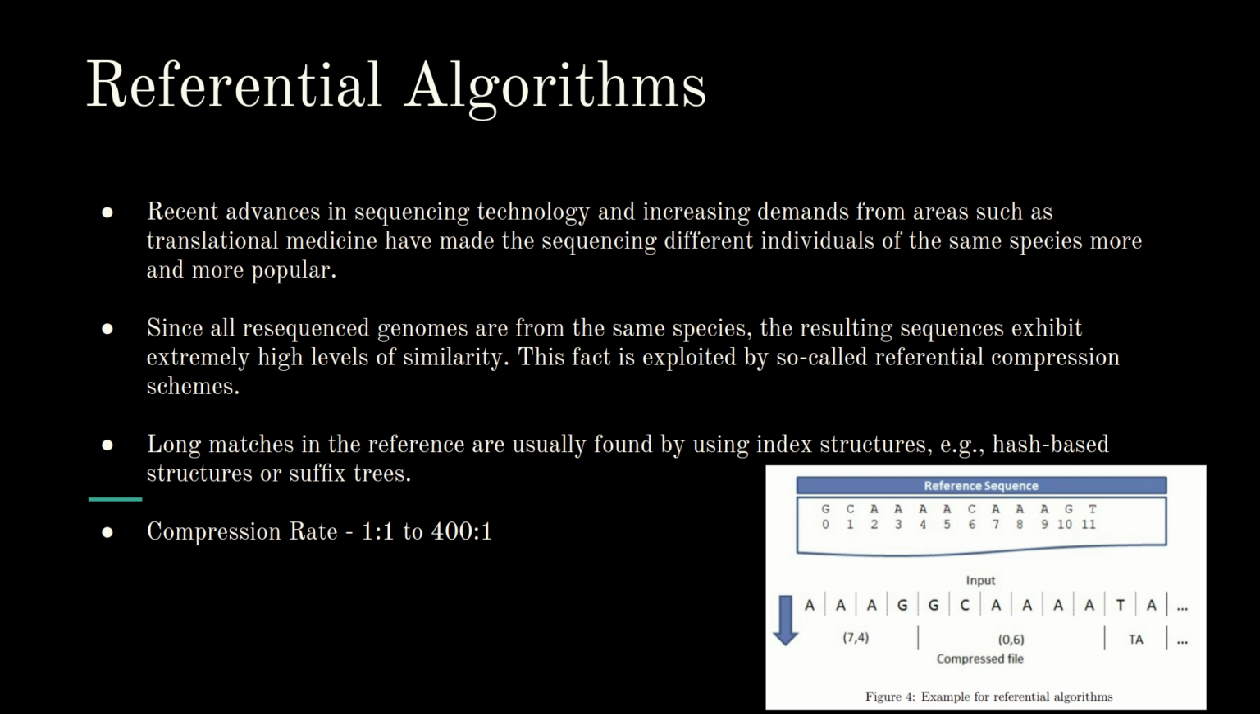the DNA of two individuals from the same species is going to be vastly similar, so they designed something called referential algorithms or referential compression. This helps in finding long matches in the references, because 1% means 99 symbols would be almost similar, and then one would not be similar. This kind of algorithm helps us achieve a compression rate of 1 to 400, depending on different factors.